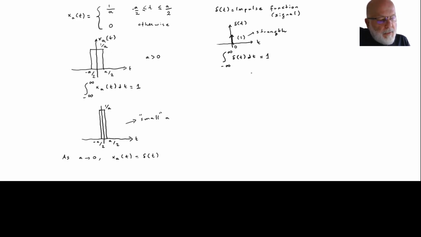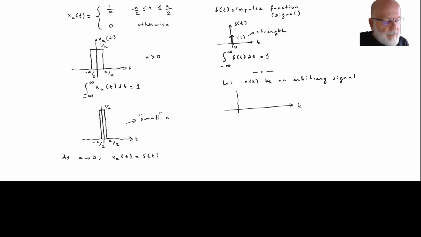So, now, after discussing the meaning of the impulse signal, let x of t be an arbitrary signal or function. So x of t will be completely arbitrary like this.